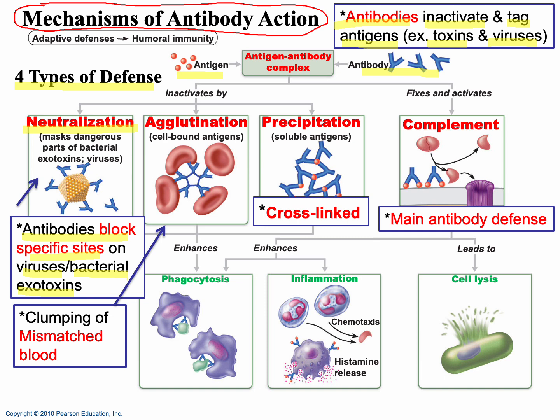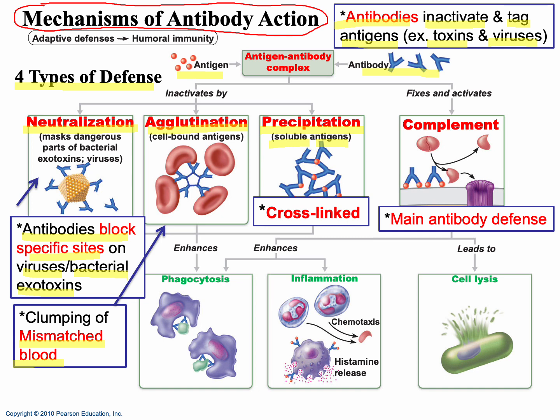Another type of defense is what's known as agglutination when we think of blood. So this usually comes with the clumping of mismatched blood. So that's an overall defense. The third line of defense is known as precipitation. So this usually would take place with soluble types of antigens that may be in the body. And you end up with a cross-linkage of many antibodies cross-linked to one another with antigens.